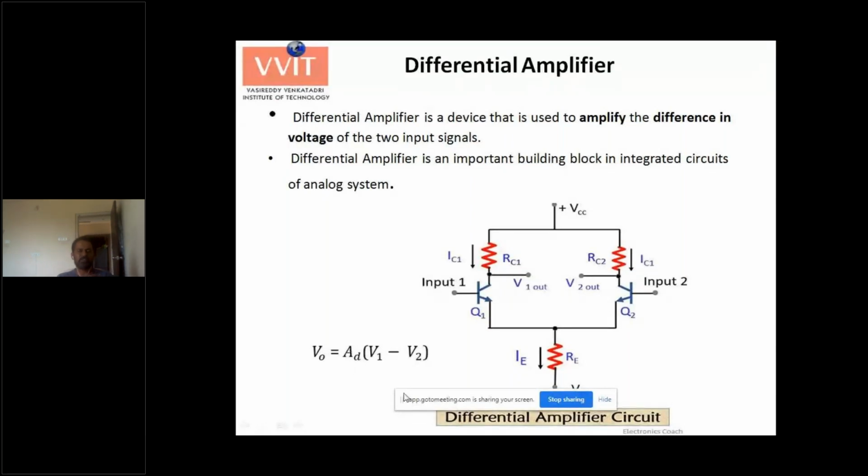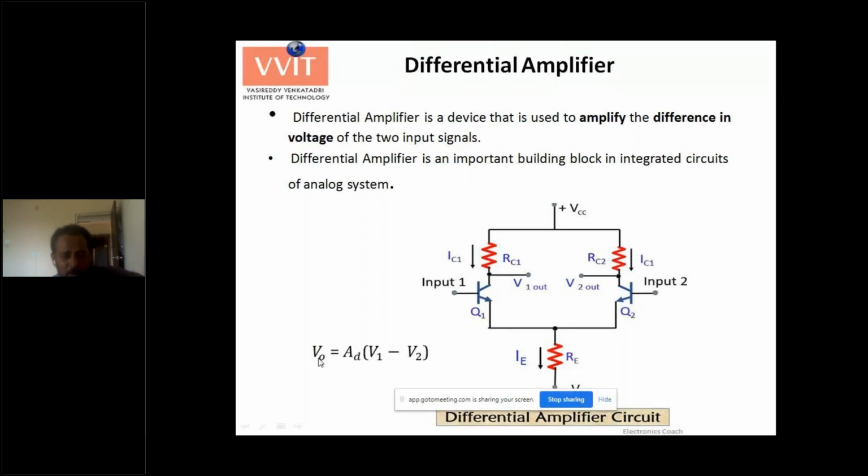Now, one question. Suppose, assume this is an identical stage. Means RC1 and RC2 are the same. I have taken the same transistors. Everything is the same. Also assume I have applied identical inputs. That means V1 is the same as V2. Now what could be the output? Here is the scenario where I have applied the same inputs.